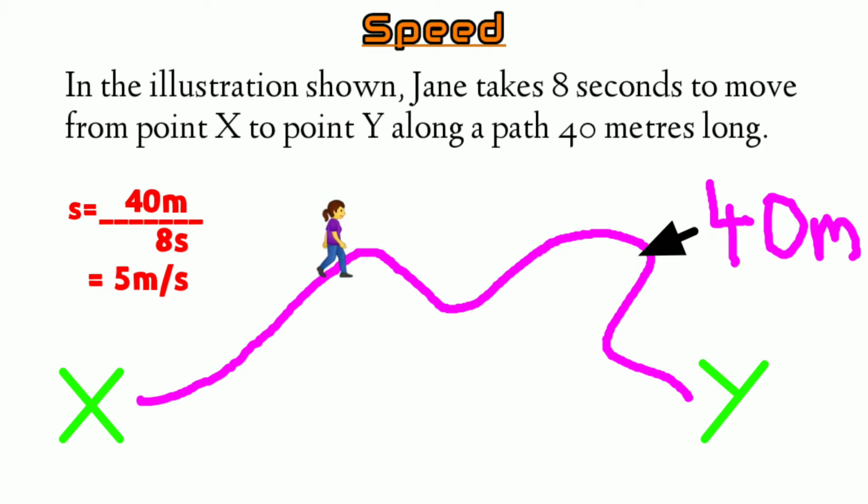In the illustration shown, Jen takes 8 seconds to move from point X to point Y along a path 40 meters long. The distance is the length of that path, 40 meters. So speed equals 40 meters divided by 8 seconds, which gives us 5 meters per second.